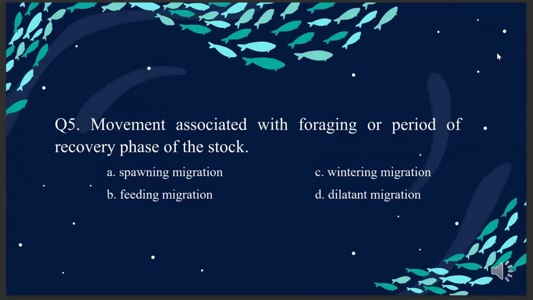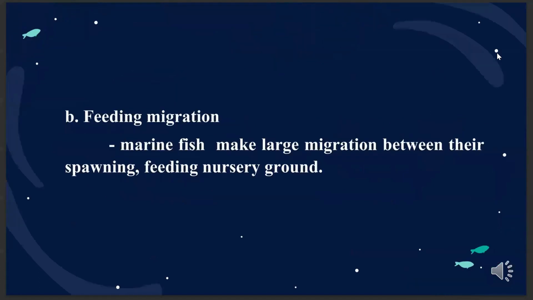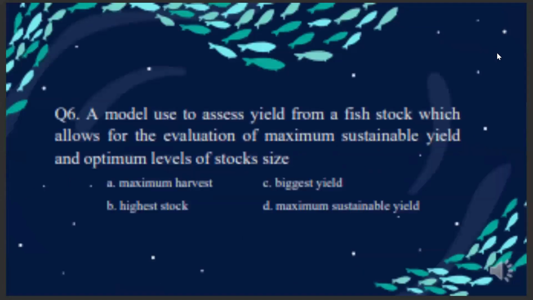Question number 5. Movement associated with foraging or period of recovery phase of the stock. A. Spawning migration. B. Feeding migration. C. Wintering migration. Or D. Dilatant migration. The answer is B. Feeding migration. Marine fish make large migrations between their spawning, feeding, and nursery grounds.